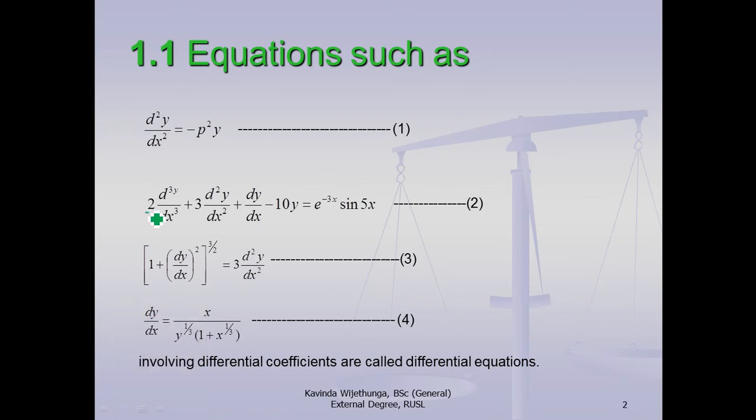2, 3, minus 10, these are the coefficients. And like this, d cube y by dx cube, d squared y over dx squared, dy by dx, these are differential coefficients. So an equation involving differential coefficients is called a differential equation.